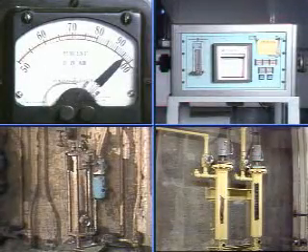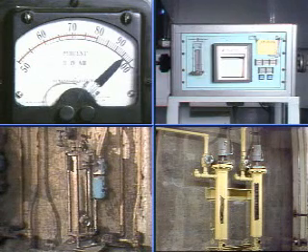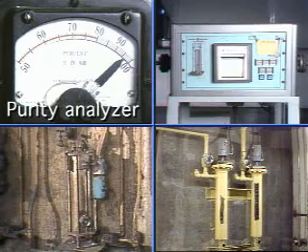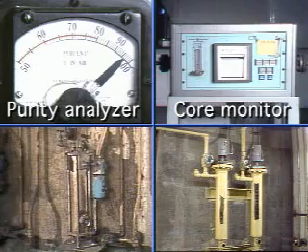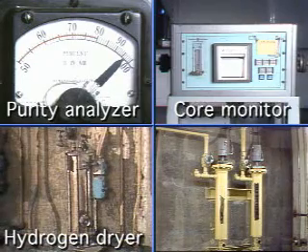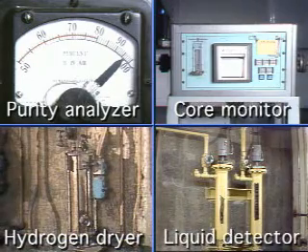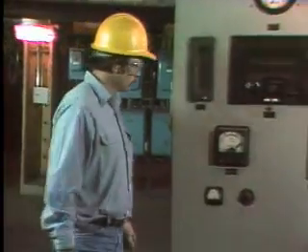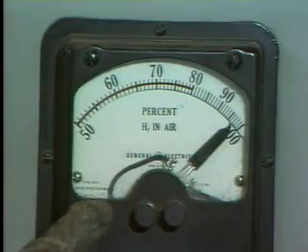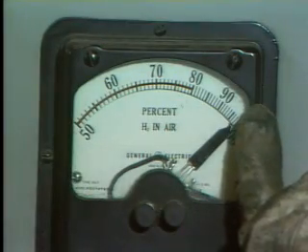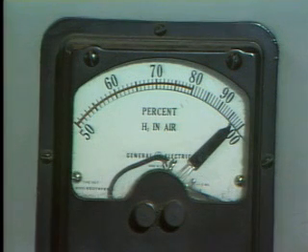When hydrogen is used in a generator cooling system, supporting or auxiliary devices are required to help plant personnel monitor and maintain the generator. Typical auxiliary devices include purity analyzers, core monitors, hydrogen dryers, and liquid detectors. For the safest and most efficient operation, the hydrogen in a generator is typically maintained at more than 95% concentration.